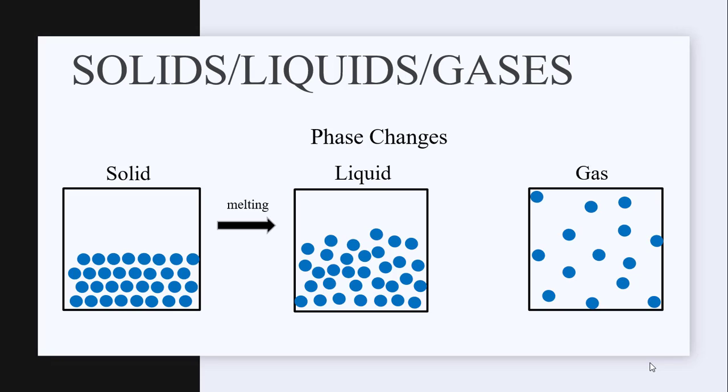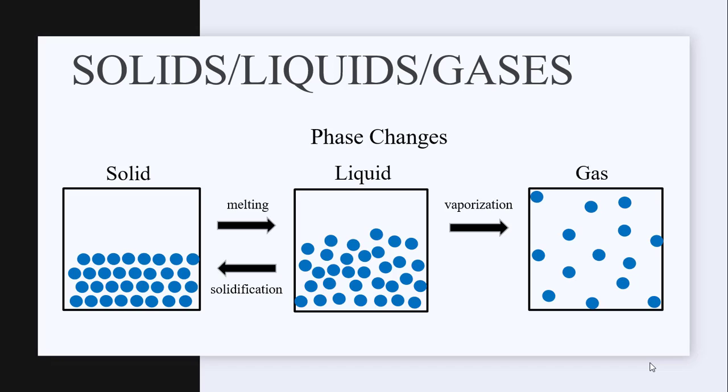Solid to liquid is called melting. Liquid to solid is called solidification. Sometimes it's called freezing, but I don't like that term because it implies a low temperature. Iron solidifies at 1500 degrees Celsius approximately. You would never say that the iron is freezing.